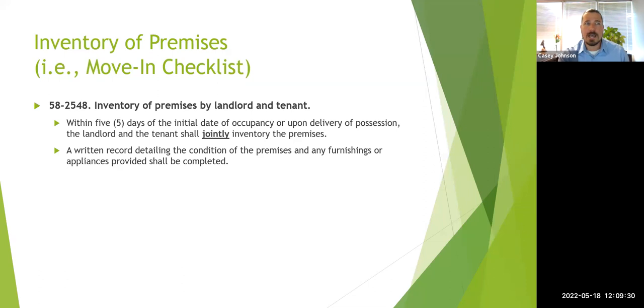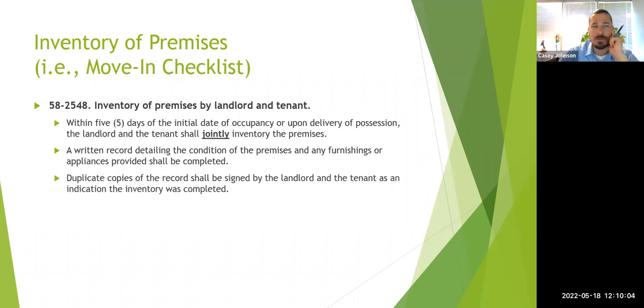So let's say you have a cracked tile in the kitchen. That's not a health or safety violation. The landlord probably doesn't have to fix that under the Landlord-Tenant Act, but they can try to charge the tenant for that if they think it's above normal wear and tear. If the tenant doesn't have that included on their move-in checklist at the beginning, you can bet the landlord is probably going to try to charge them for that at the end of the tenancy. So even if you don't expect the landlord to fix it, just write down any problems that you see with the premises. It makes it clear at the end of the tenancy what the tenant is responsible for and what they're not responsible for.